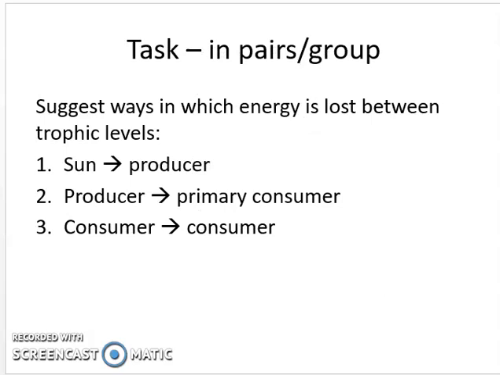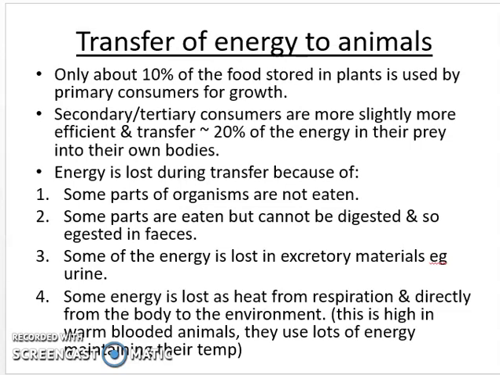Next one is producer to primary consumer, or consumer to consumer. So you can see energy is lost during transfer because some parts of the organisms are not eaten. Some parts are eaten but can't be digested, so they leave in the feces. Yum. Some of the energy is lost in excretory materials, i.e. urine. And then probably the biggest one, some energy is lost as heat from respiration, directly from the body to the environment, especially warm-blooded animals like us. Okay, so these are the main ways we have this inefficiency of transfer.